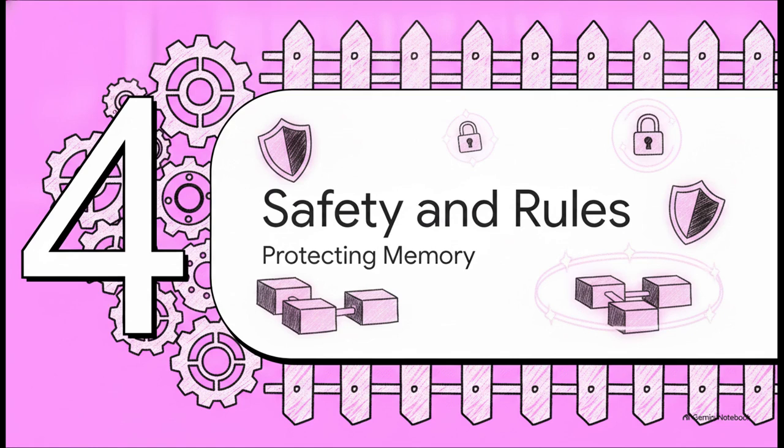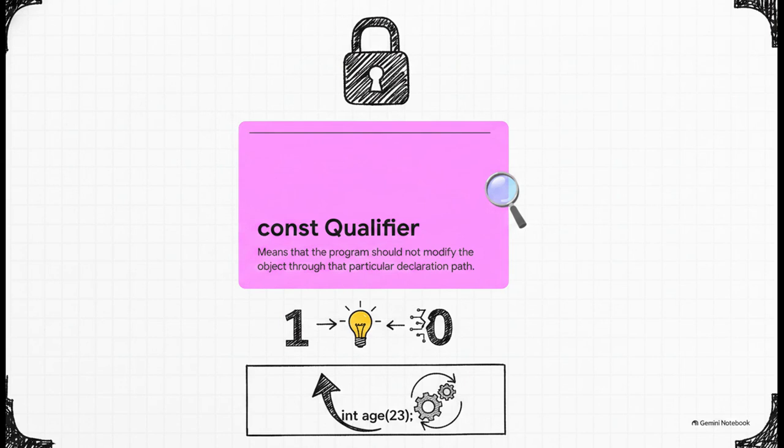Section 4, Safety and Rules. Now that we're messing with memory, we need some guardrails. Say hello to the const qualifier. It is going to be your best friend. It essentially locks a variable down so it cannot be modified later. It's way safer than using older C-style macros like #define because const actually respects C++ data types and scope.